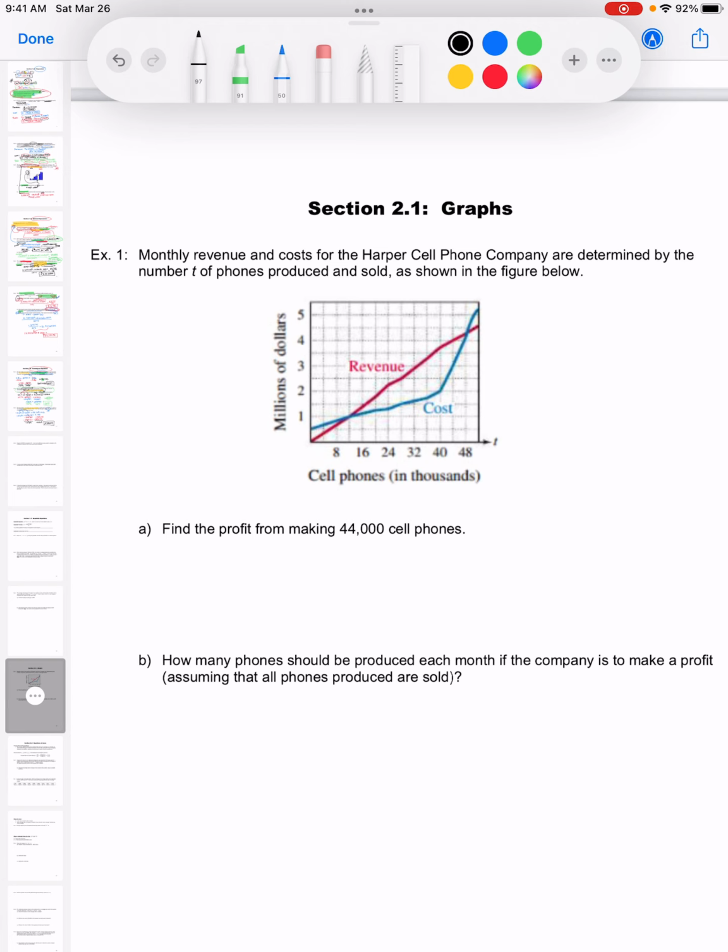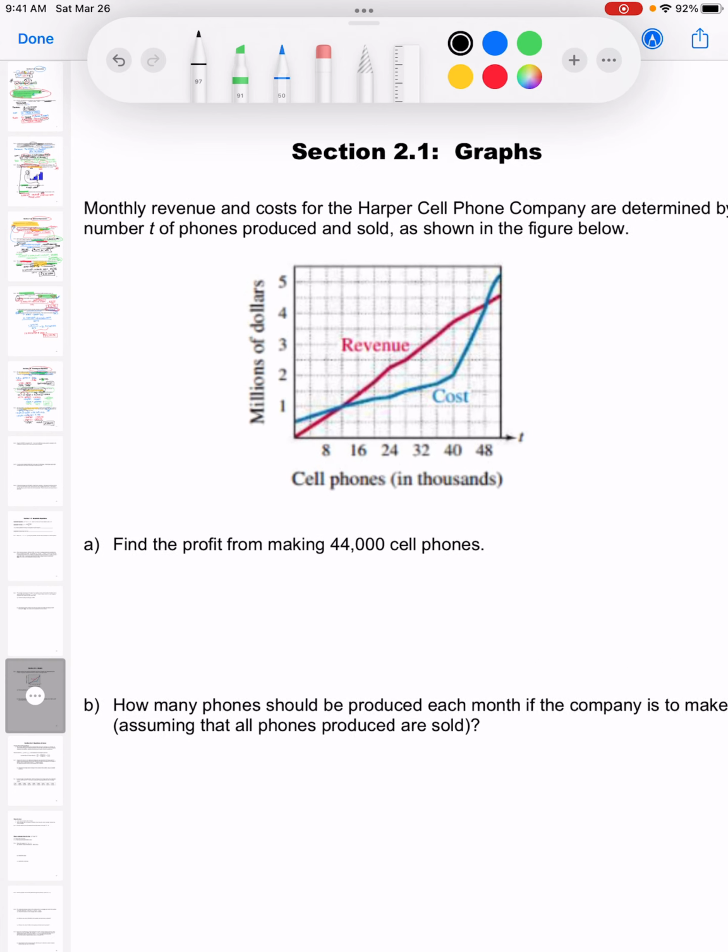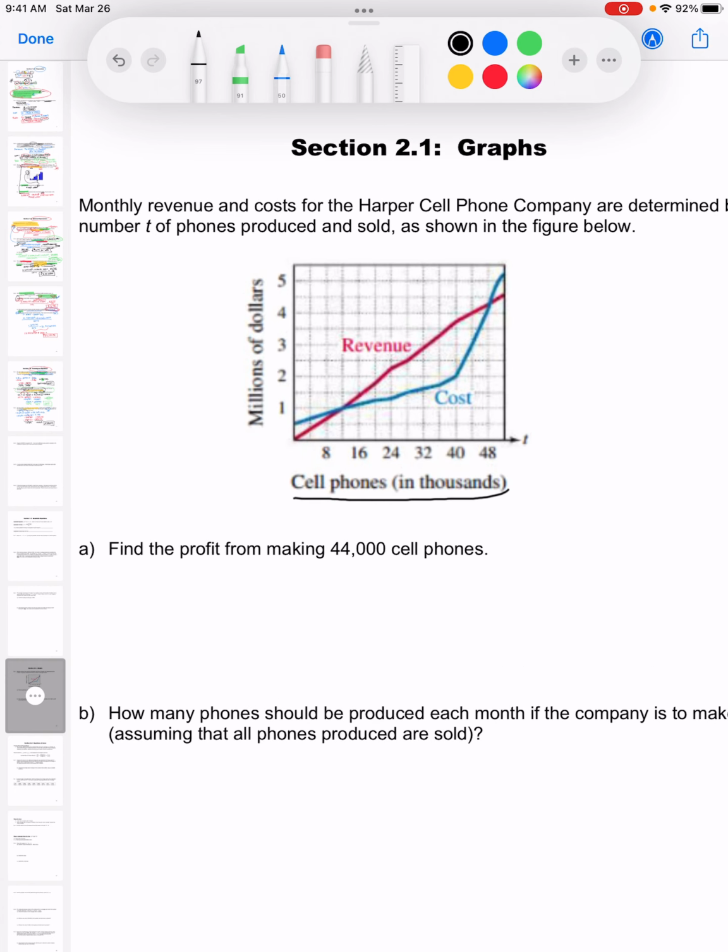So we want to find the profit of making 44,000 cell phones. So notice a couple things here. The cell phones are down here. I'm not going to see 44,000, I'm just going to see 44. And 44 is going to be in between 40 and 48. So that's my line for 44.